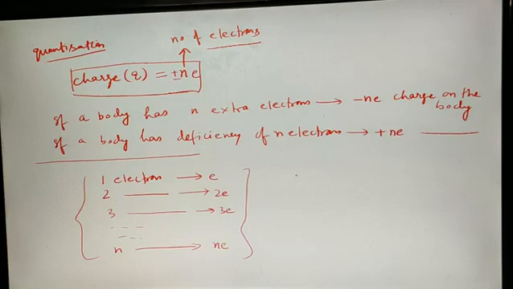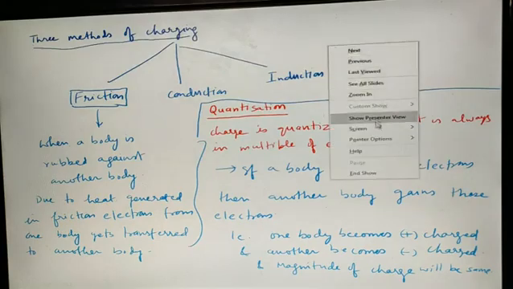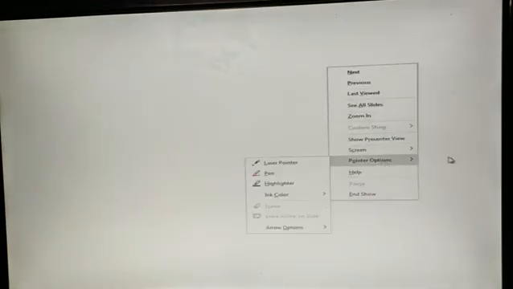Okay, in the previous lecture I was talking about methods of charging. Friction I had explained, now I will talk about conduction. First I will revise a little bit. What happened in friction? Two bodies were rubbed against each other. One body lost electrons, another body gained electrons.